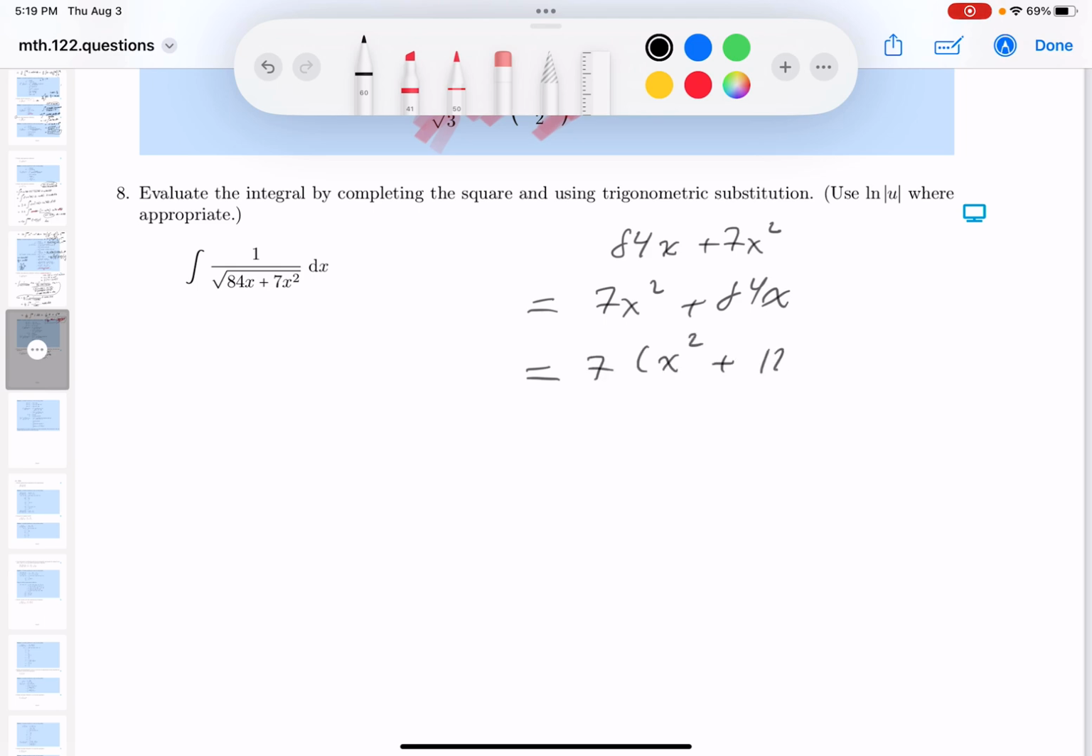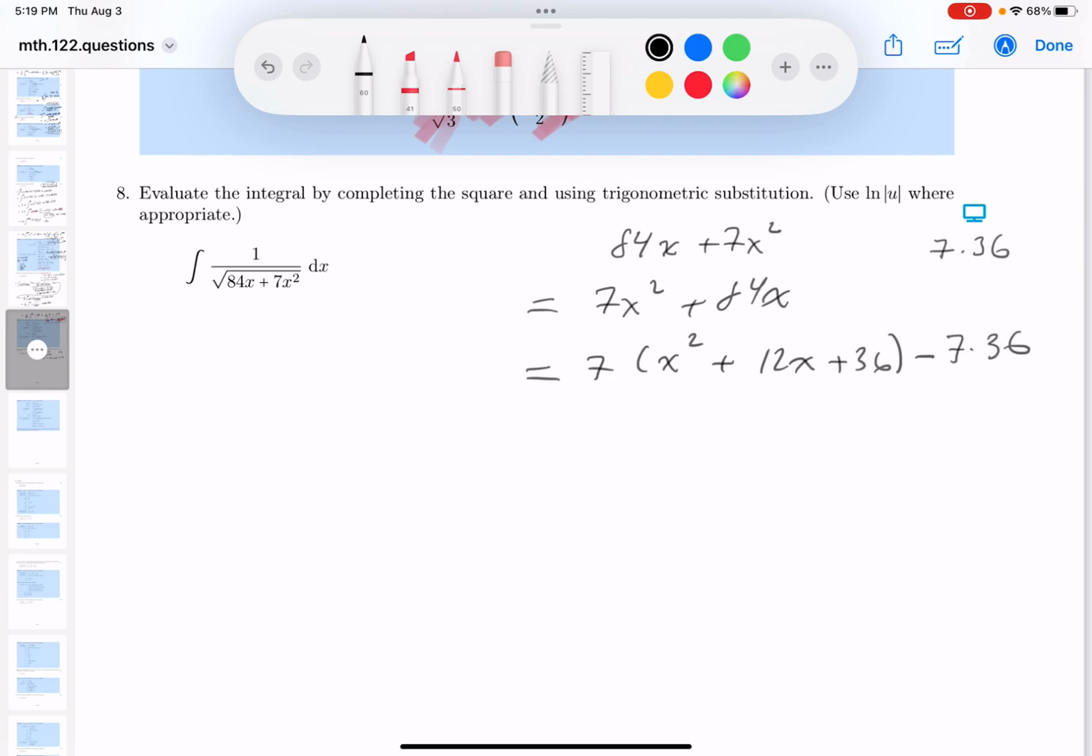What's that going to be? 12x. What's half of 12? 6. When you square it, you get 36. Now, of course, when I do that, I've got to be really careful here. Let's see if I did that right. 7 times 12 is 84. Oh boy, 7 times 36. I'll write it down for you. It's going to be 7 times 36. I've got to take it away.